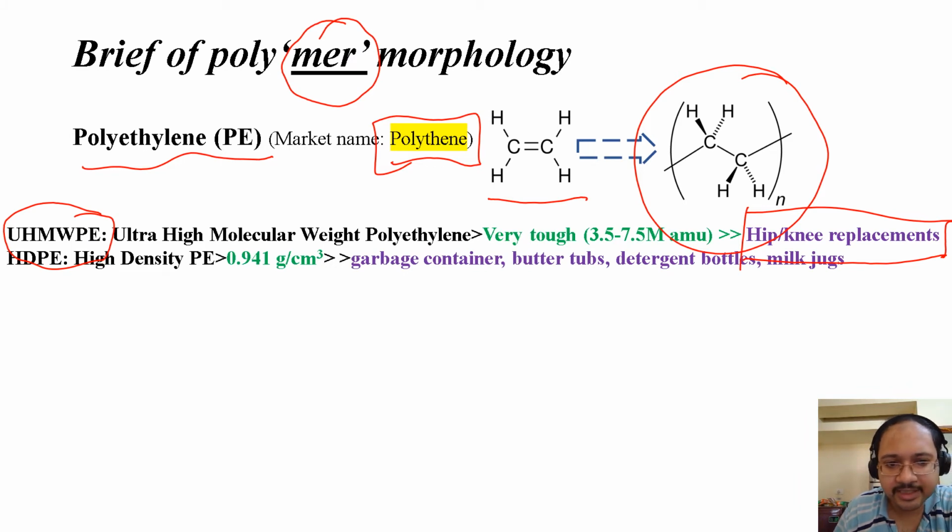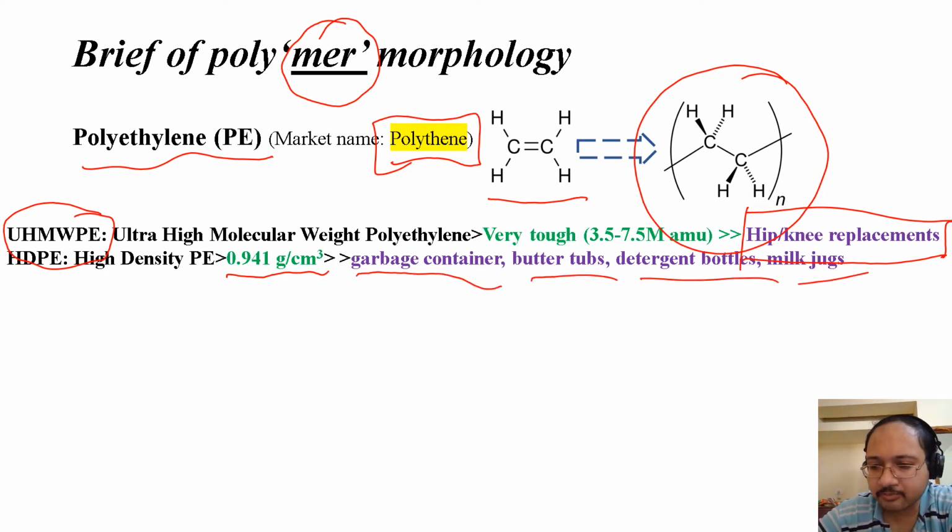Then the high density polyethylene. When we say high density, how high is it? It is 0.94 gram per cc. That means it is going close to water. It can be used for garbage containers, butter tubs, detergent bottles and milk jugs.